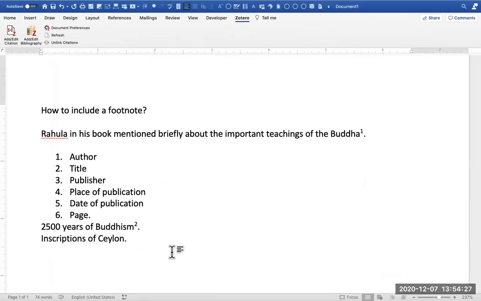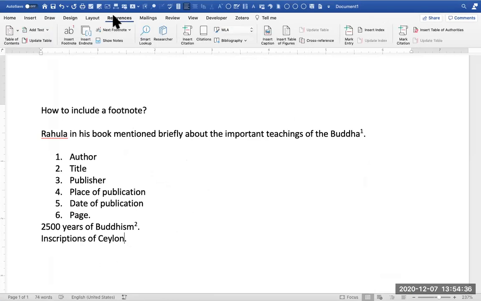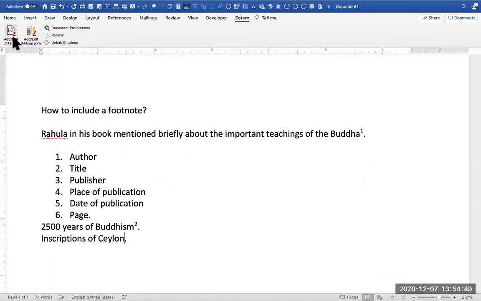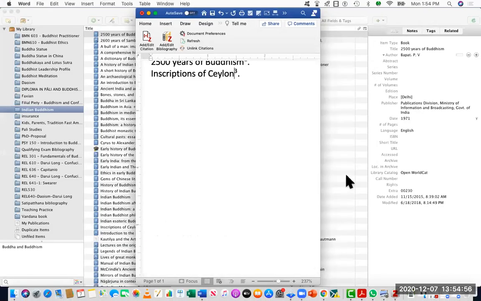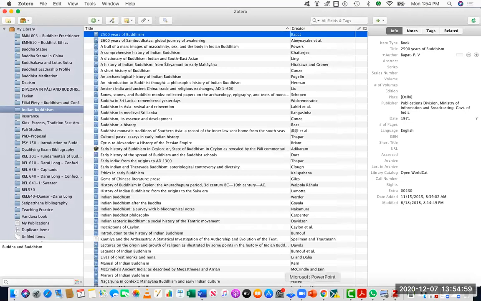So right now, again, I want to include a footnote. If you don't have Zotero, you have to go to references and you have to go to insert, okay? And then you have to manually include all the information, right? And now what I'm doing is I'm using Zotero instead and see what happens. Okay, now I can easily go to Zotero and here.